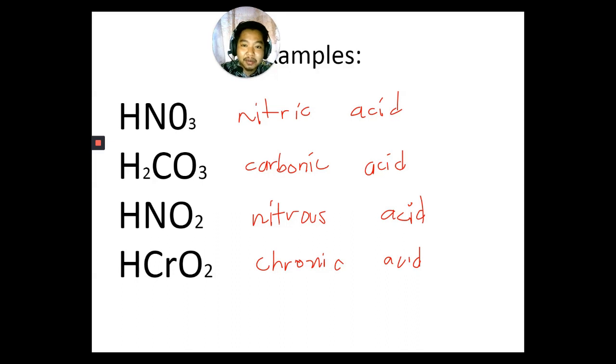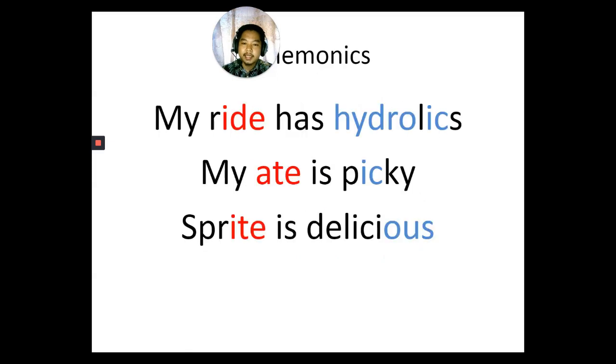Alright, so that is our rule. Actually, we just have 2 rules. If it's an ion without an oxygen, we just use the formula hydro-blank-ic acid. If it's an acid involving a polyatomic ion, meaning there's an oxygen, it's an oxo acid, our ATE becomes IC, our ITE becomes OUS.